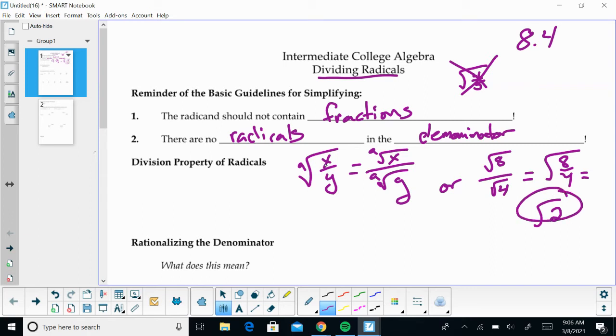Okay, so we can have a fraction under a radical and change it into some radical divided by a radical, or we can have a radical divided by a radical and change it into a fraction, which we simplify. Either way is okay.